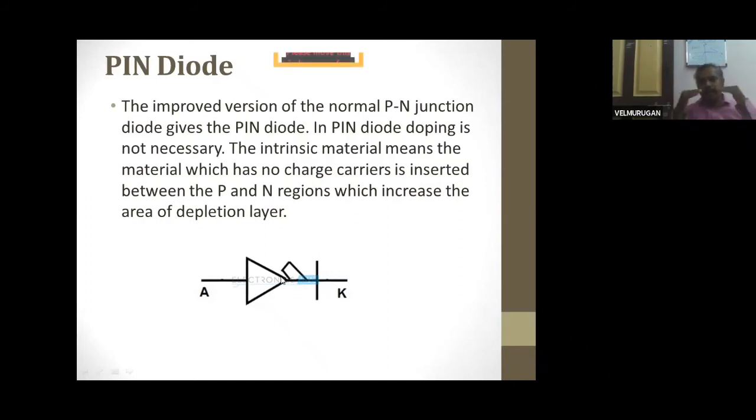In a normal PN junction, we add impurities, and that increases the depletion. Depletion means that in a PN junction, when you give the forward direction, current flows automatically, and in the reverse direction the depletion increases. So in this way it acts as a PN junction. This is the symbol of the PIN diode.